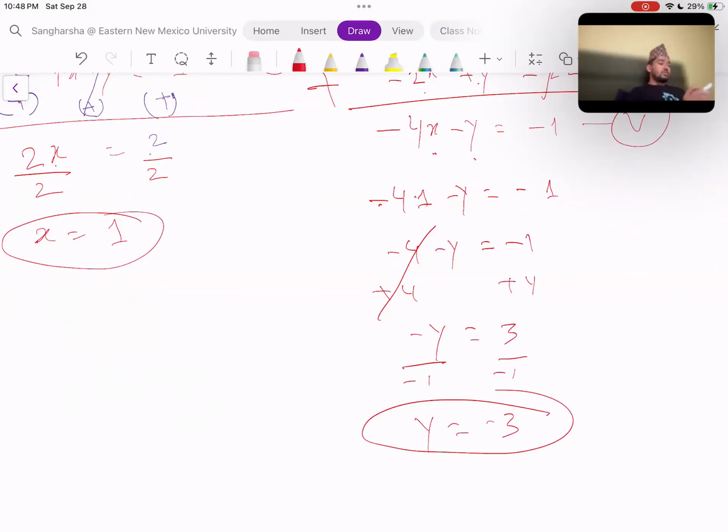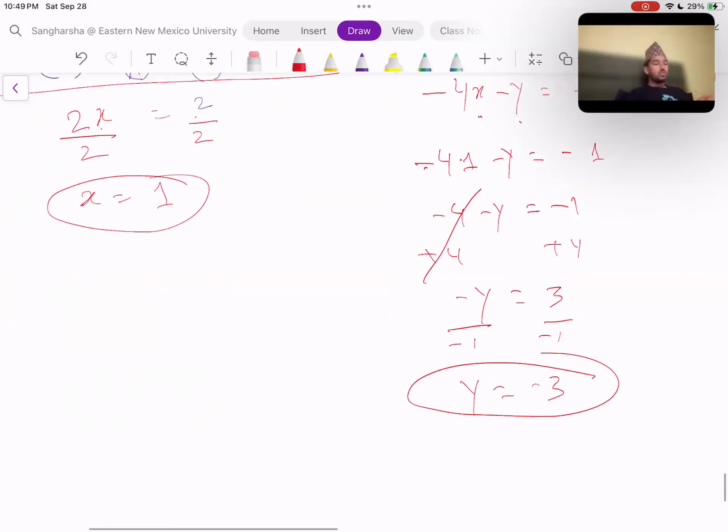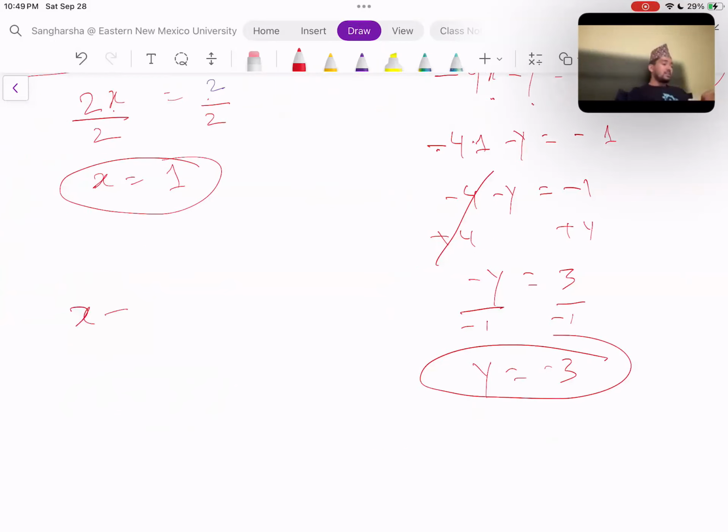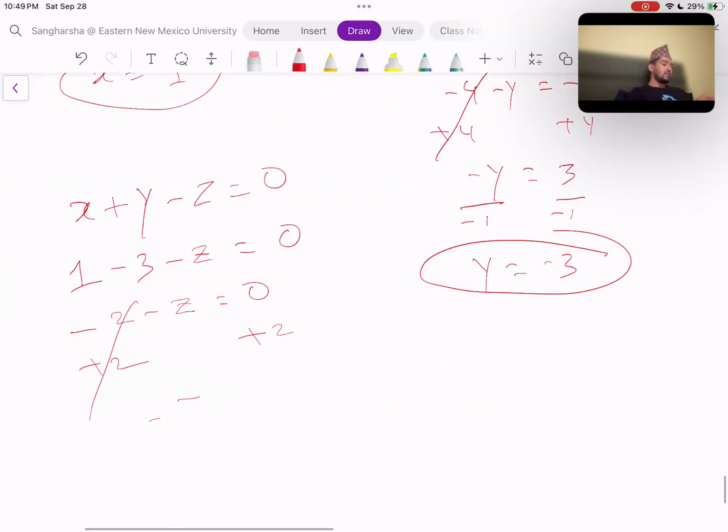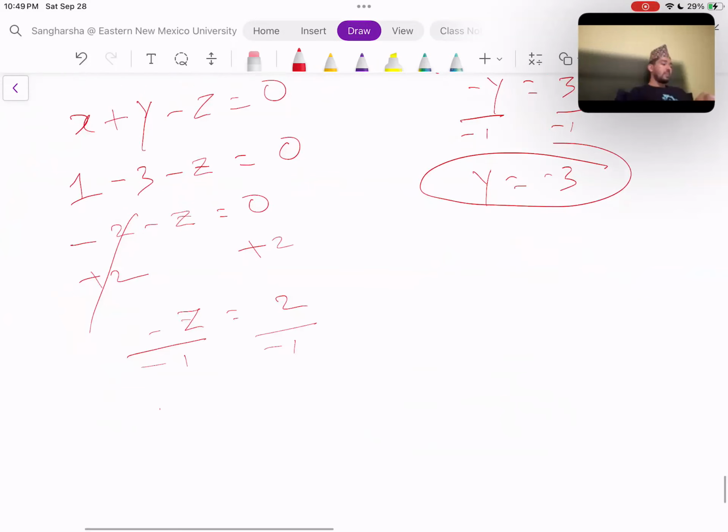You know x, you know y. We will need to find z. To find z, you can substitute your x and y in equation 1, 2, or 3. It doesn't matter. Let me take equation 1: x plus y minus z equals 0. Your x is 1, y is -3, so 1 minus 3 minus z equals 0. You add 2 on both sides. This is gone. Minus z equals positive 2, divided by minus 1. So your z is minus 2.